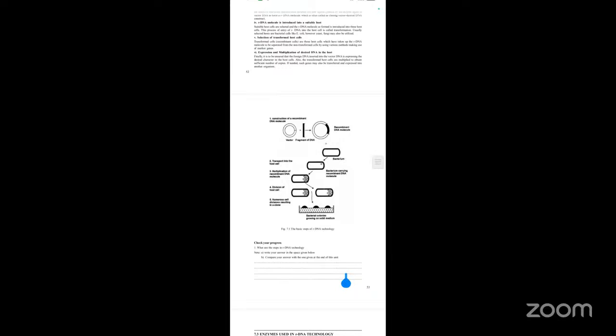Liposome-mediated transformation is another way. A liposome is an artificially created microscopic vesicle.